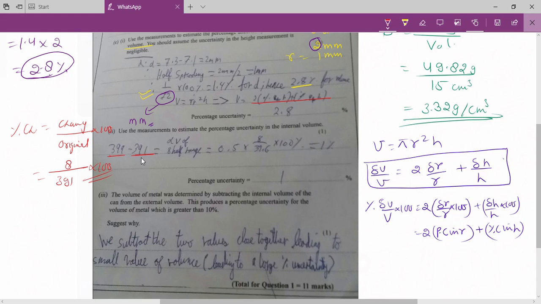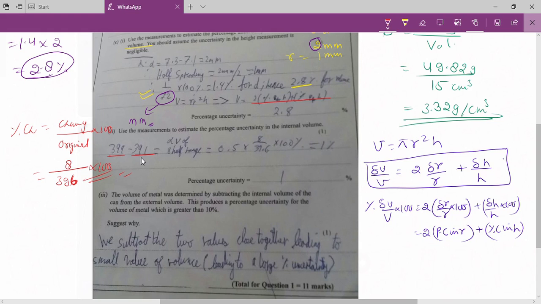I am explaining again: 8 upon 396. Because that is the average that you have to take, 396, because everything is in millimeters. And then you have to calculate that, multiply it by 100, and you will get your answer. That's it. So it's equal to 1%.